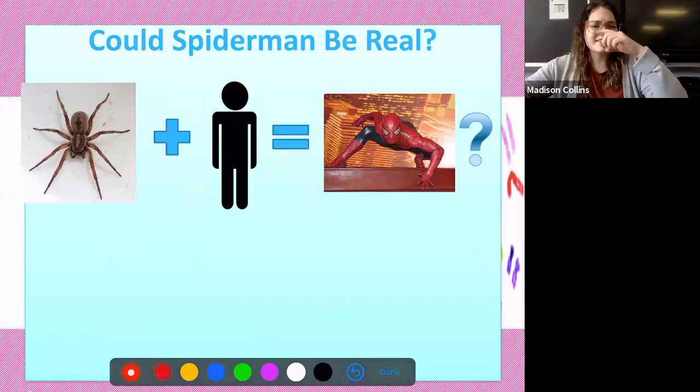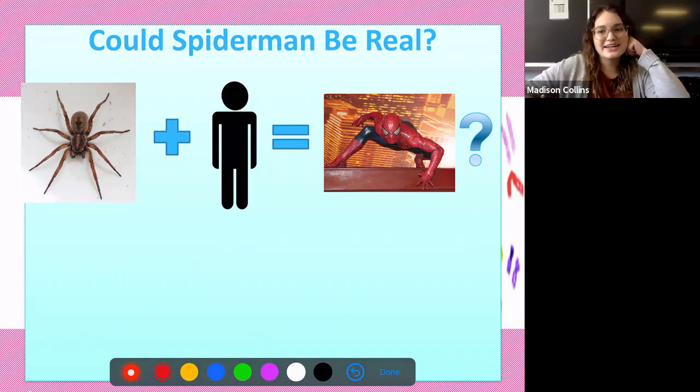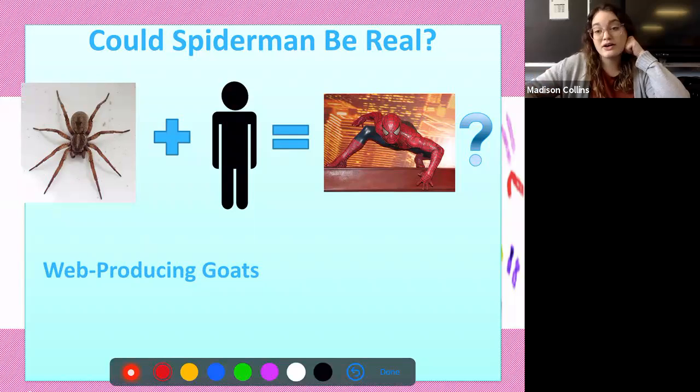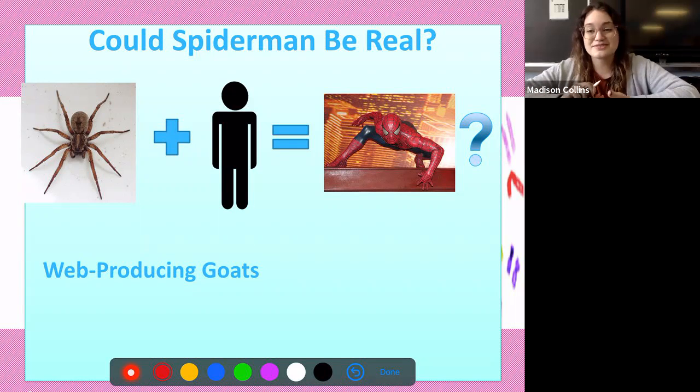So now this same technology could be applied to many different scenarios. And it makes you think, could Spider-Man be real? Because, right, we could cut out the gene that codes for silk production in a spider, and we could put it in a human. So could he be real? Well, possibly, but there are a lot of ethical concerns surrounding this.